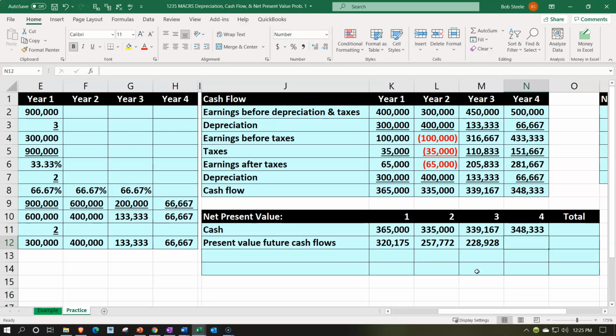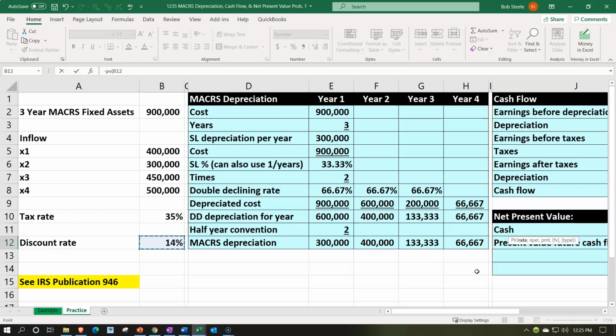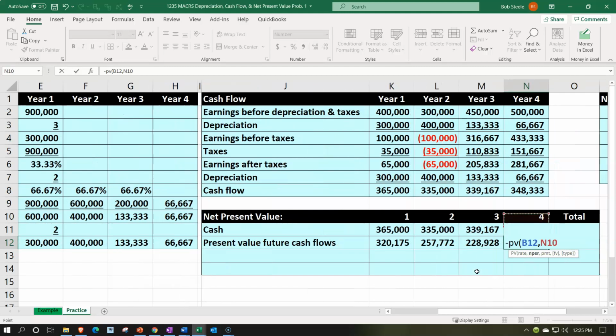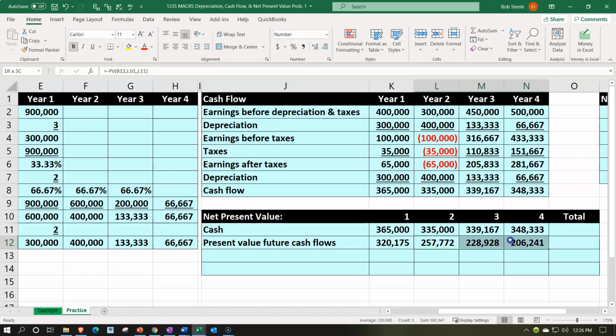And then let's do it one more time. Negative present value, shift 9, rate all the way to the left is going to be the 14%, comma. Number of periods is 4, comma, comma. Future value, the amount right above it. We present value that 348,333 to 206,241. Now we could copy this across, so I'm going to delete these just to show that.